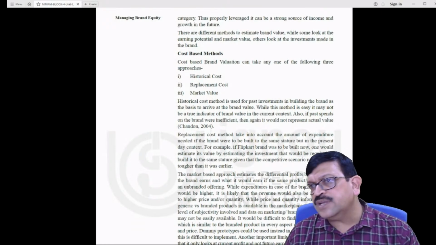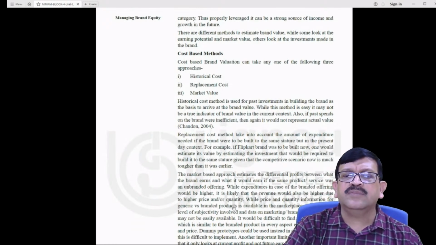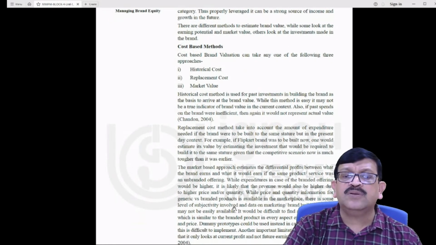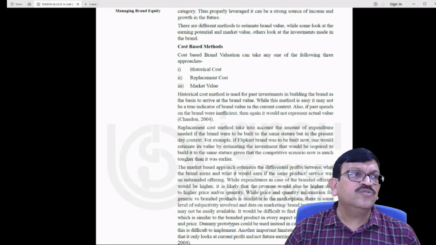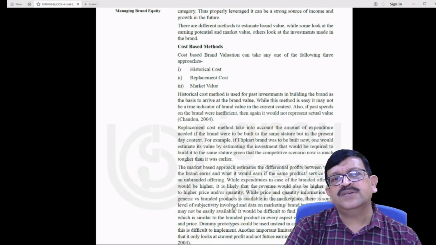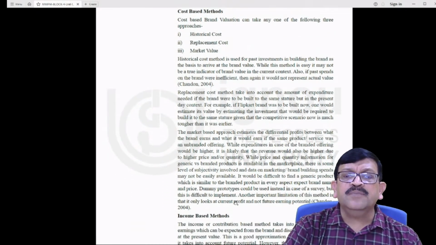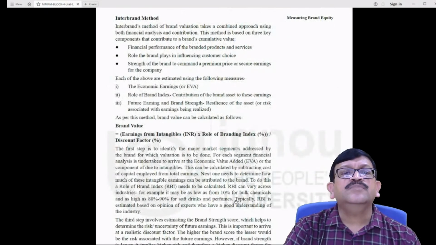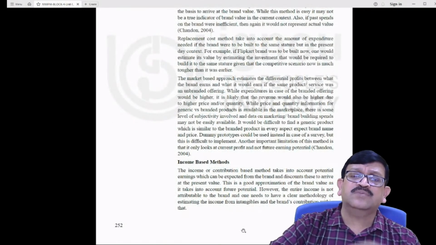So you will find that obviously in the case of the branded thing, it could be better. But then it talks about the current scenario. It does not talk about the future perspective or the future strength of that particular capacity of the brand to give more value.